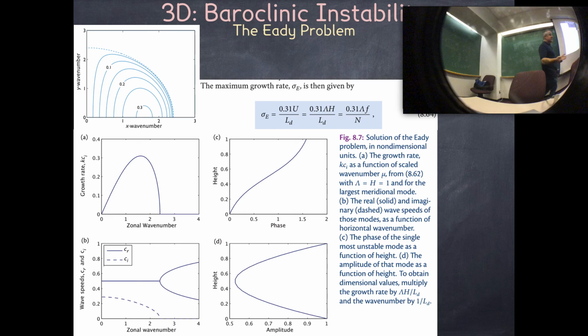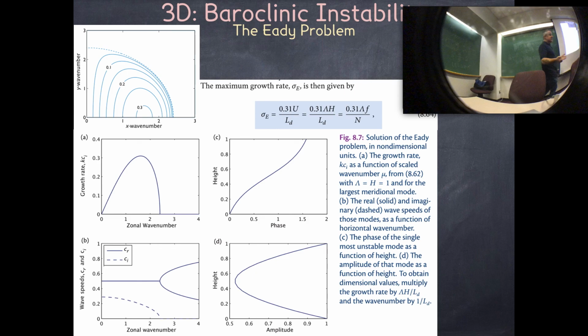The growth rate, which is k times ci, has a particular peak at one particular location, and this is the zonal wave number measured in units of deformation radius. So on a scale that's slightly bigger than the deformation radius, you get the fastest growing thing. Does that make sense to everybody? So that's what it looks like: this front starts to wiggle in such a way that the light stuff goes on top of the dense stuff. It starts to wiggle and tilt.